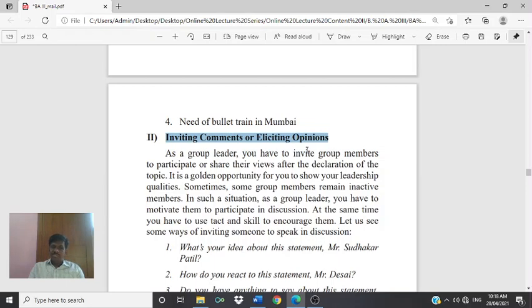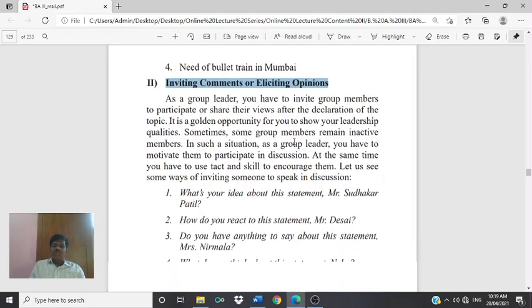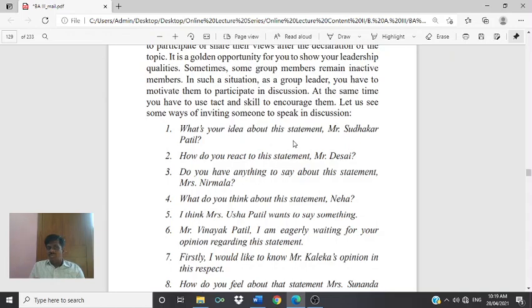In such a situation, as a group leader, you have to motivate them to participate in a group discussion. At the same time, you have to use tact and skill to encourage them. We will see what kind of language expressions you can use to motivate others to participate in a group discussion. Let us see some ways of inviting someone to speak in a group discussion. So we will have an example.